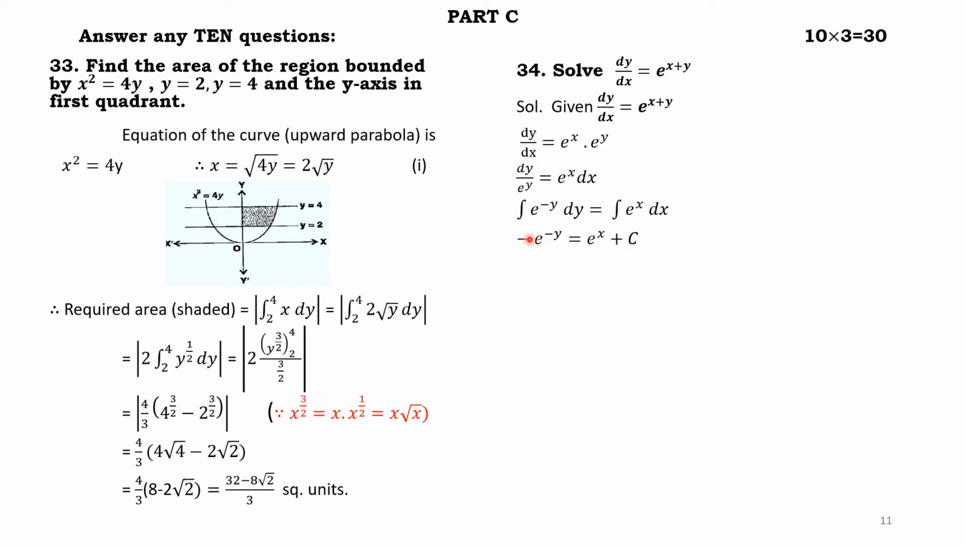Therefore, minus the integral of e to the power of minus y, that is minus e to the power of minus y, equal to e to the power of x plus the constant of integration c. Therefore, that can be written as, retaining it, e to the power of x plus e to the power of minus y, and c goes to the left side, it should be minus c, and this can be another constant of integration.